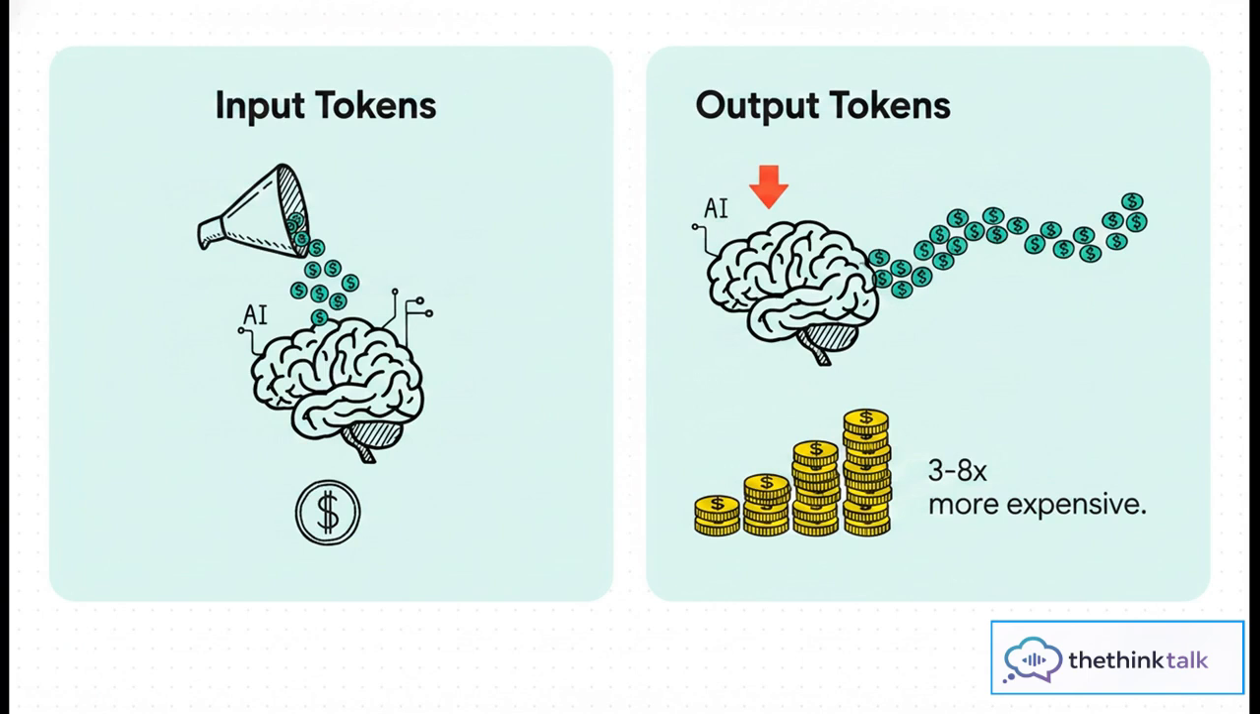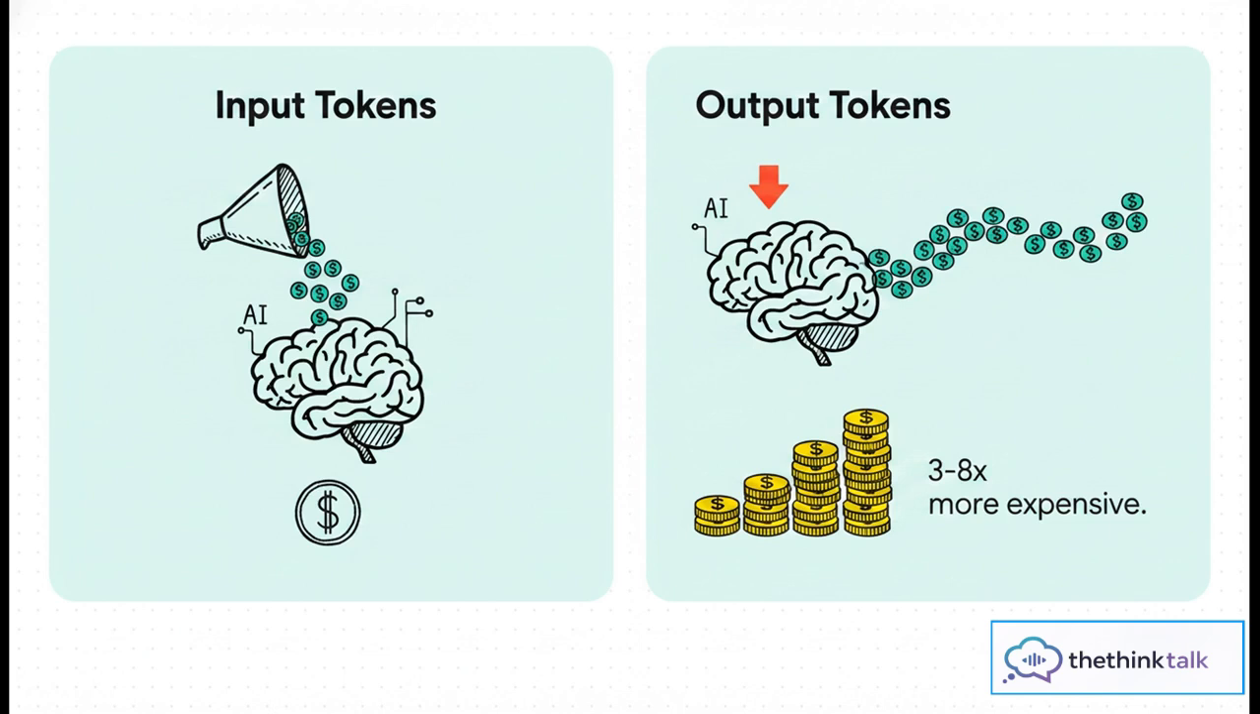All right, one of the biggest hidden costs is the massive difference between what you put into the AI and what you get out of it. Input tokens, that's the data you send to the model. Output tokens, that's the AI's response. The key thing you absolutely have to remember is that output tokens can be anywhere from 3 to 8 times more expensive. Why? Well, it's because the AI has to do the hard work of generating them from scratch, one by one.